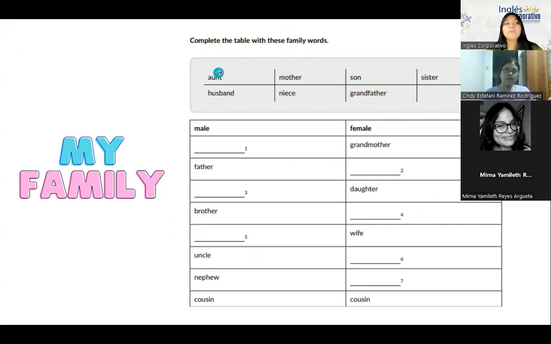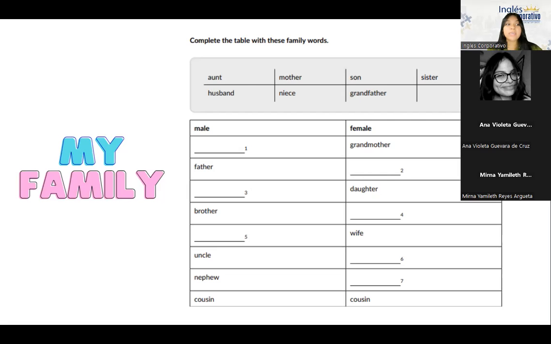What is the meaning of aunt? Tía. Pronunciación, ant, como hormiga. Es la misma pronunciación, ant. Okay? Now, mother. Son. Sister. Husband. Niece.